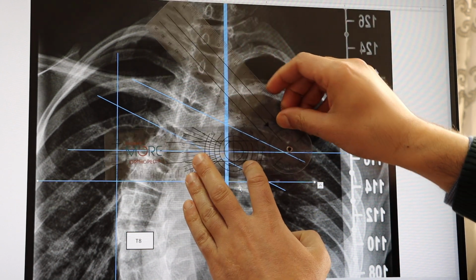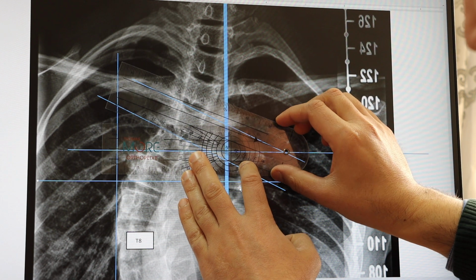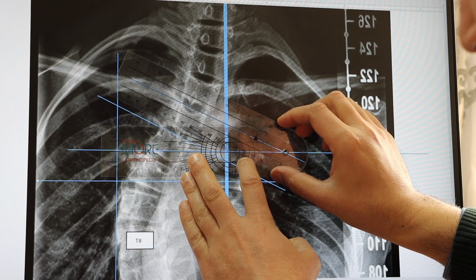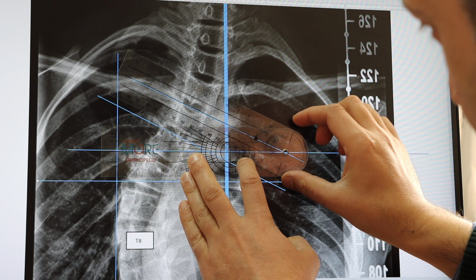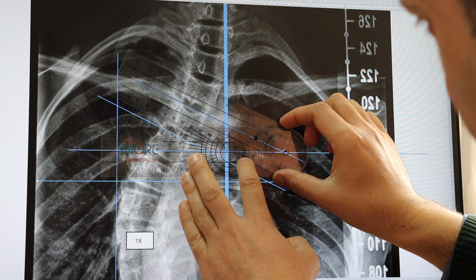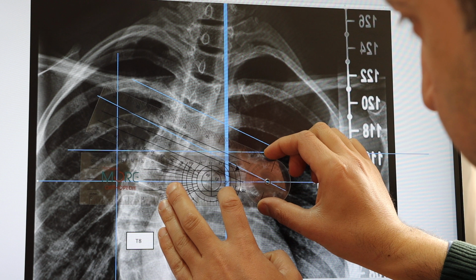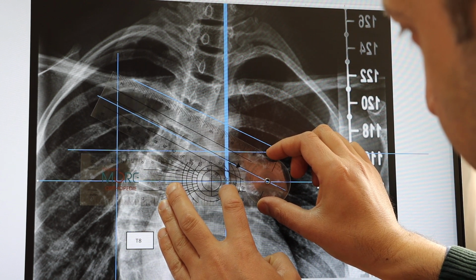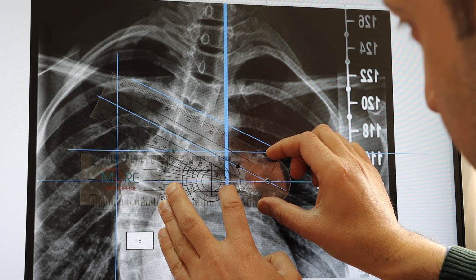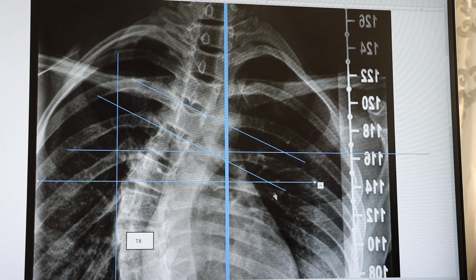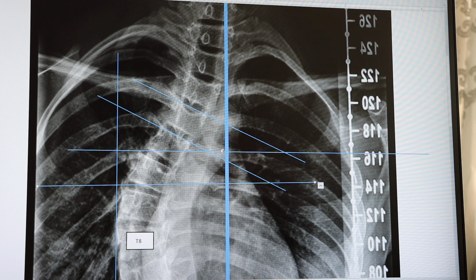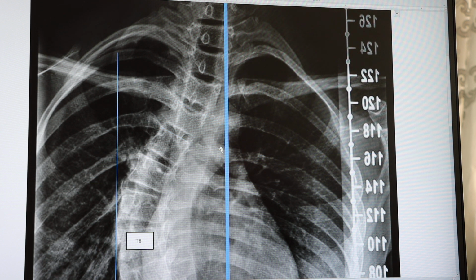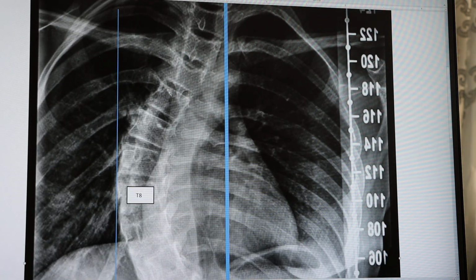So here is our measurement, and the angle here is almost 20, and the angle here is 25. So the tilting of this vertebra is more than the tilting of this vertebra, so we will use this vertebra as the end vertebra, this one.